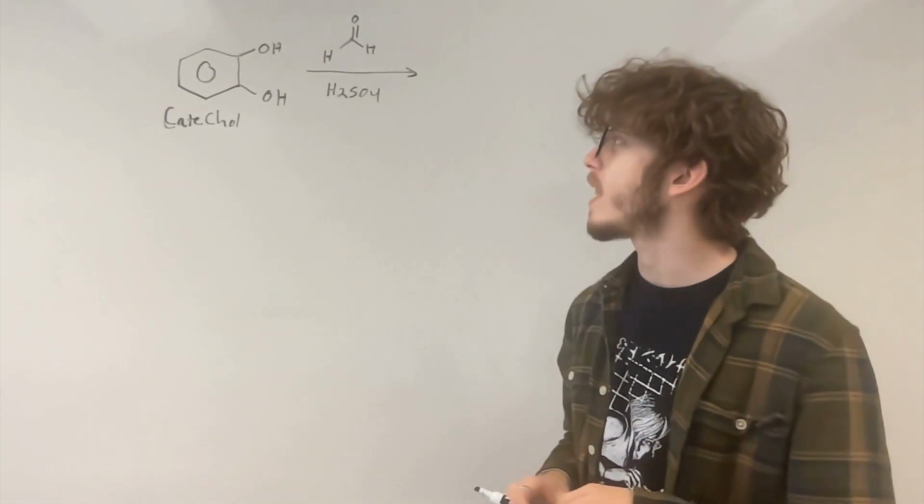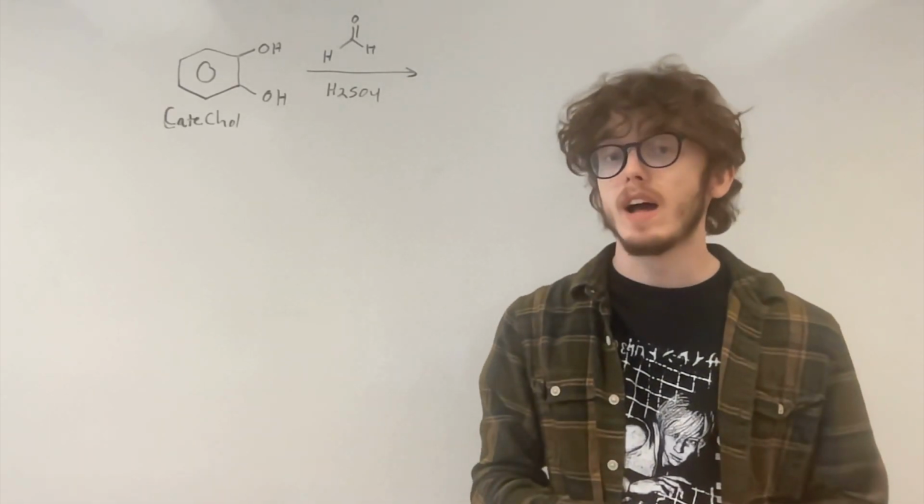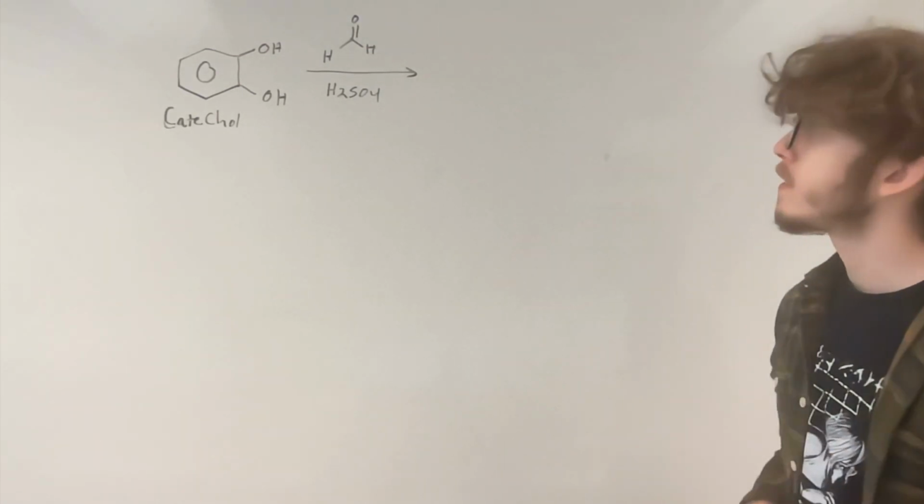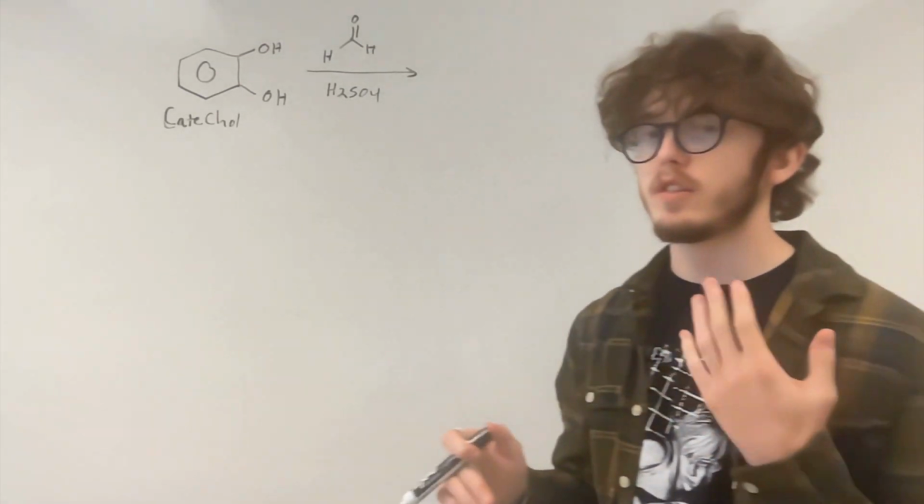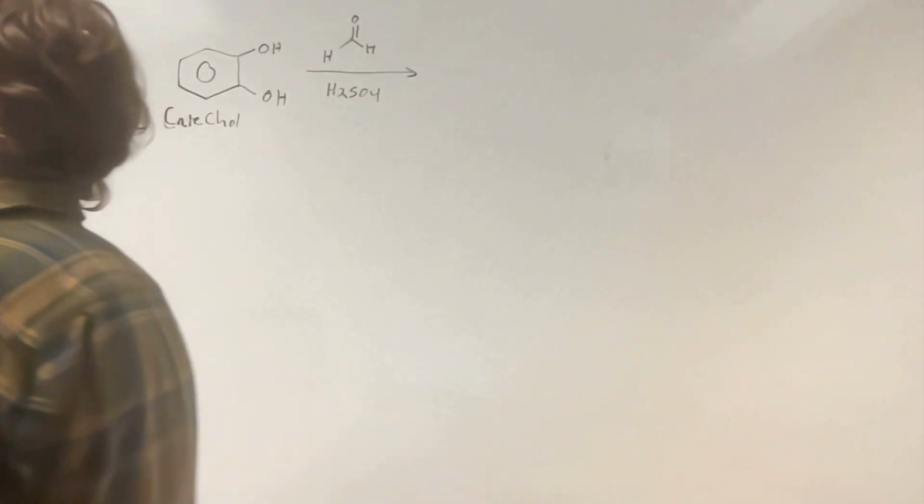In this problem, we have catechol reacting with formaldehyde and acid. We are asked to predict the products, and to do this, I want to follow a mechanism. So we need to first identify what kind of reaction would occur.